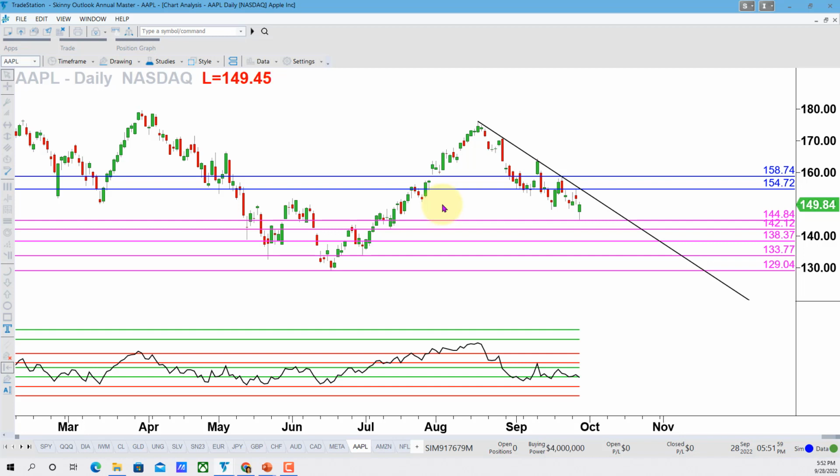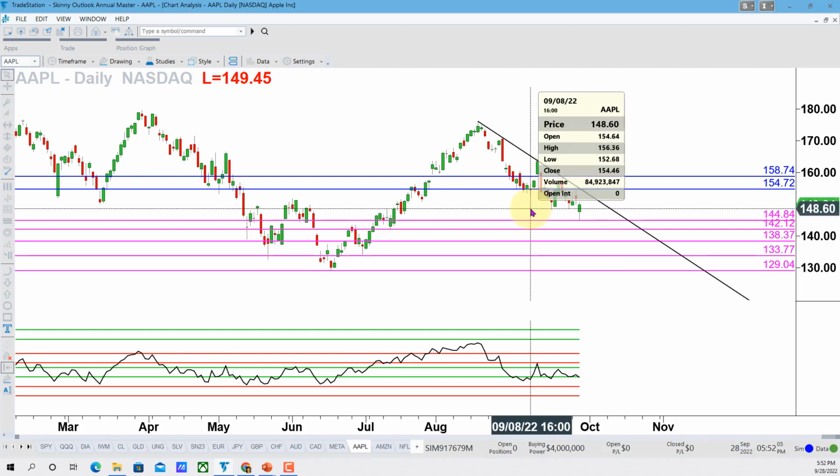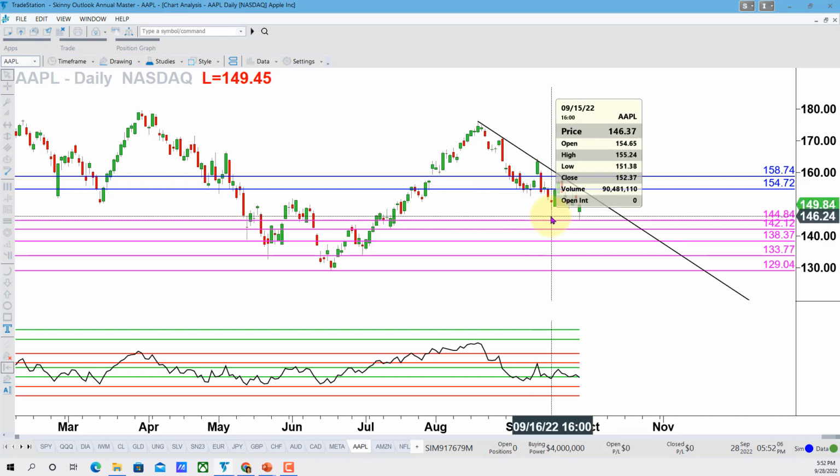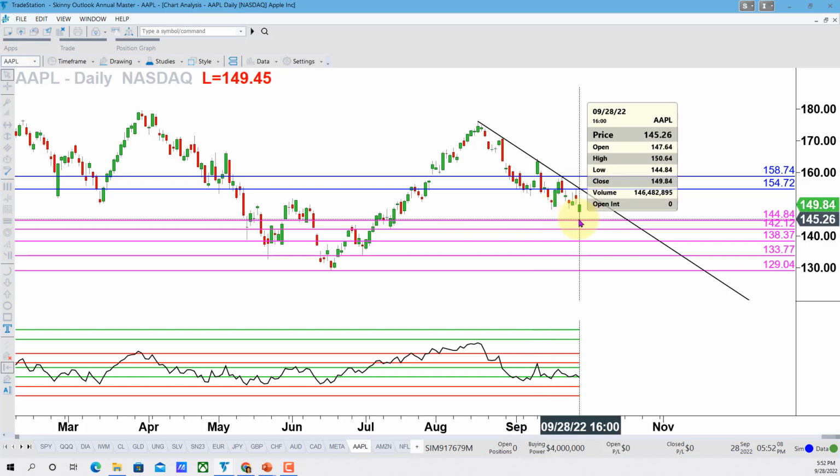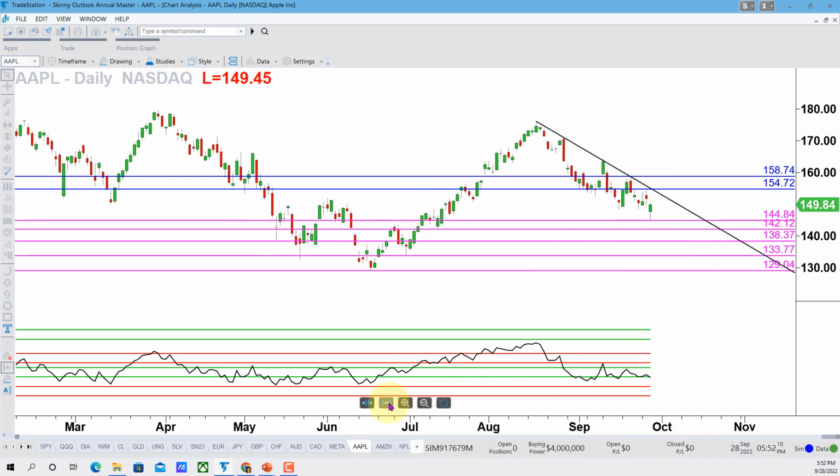And I want to point out one final thing in the momentum. Check it out, guys. We fell on September 8th. We fell on September 15th, and now again on September 28th. But every time that happened, there was a disconnect between the price and momentum. Now, today's bar is not complete, so I'm going to make this yellow highlight dashed so we know it's not based on complete data.